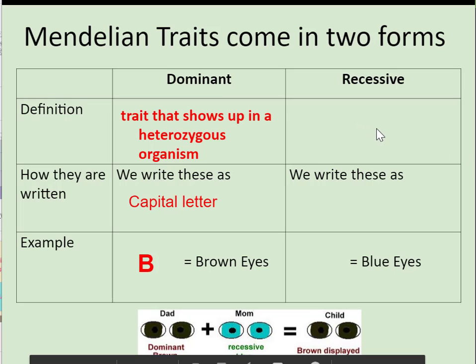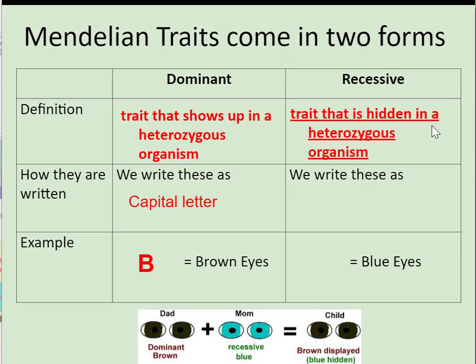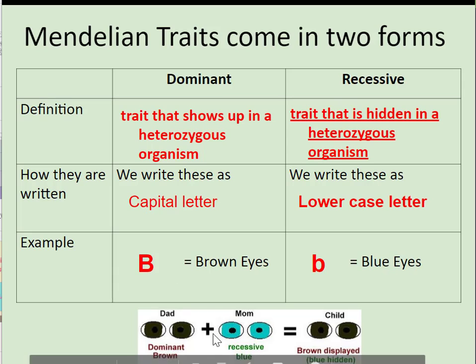A recessive trait is a trait that is hidden in a heterozygous organism. And we're going to write that as a lowercase letter. So that means for blue eyes, we would use a lowercase b. So for this example, dad at the bottom has brown eyes, mom has blue eyes, and the child has brown eyes. The brown eyes are displayed, but he is still carrying that little b, and that little b is hidden.